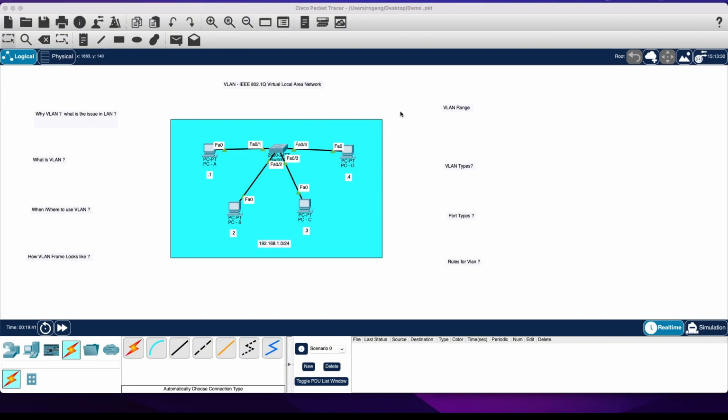So first we'll see why do we need VLAN. So what is the problem? What is the issue in the LAN that leads to the introduction of a VLAN? So the answer is single broadcast domain. So what do I mean by that?